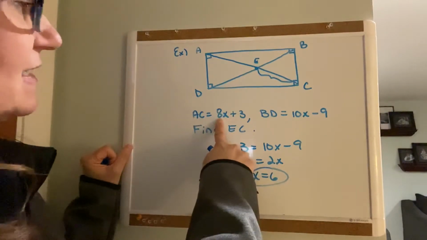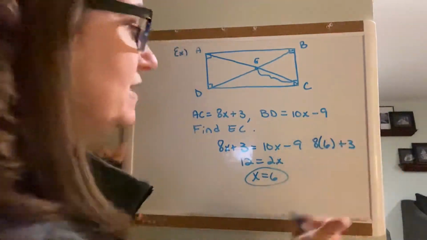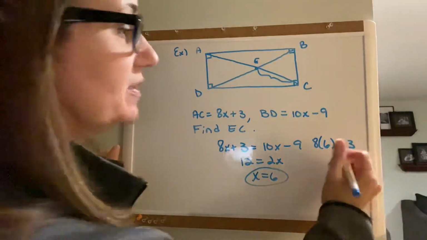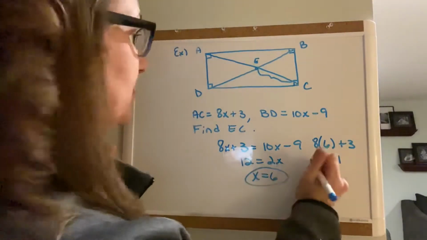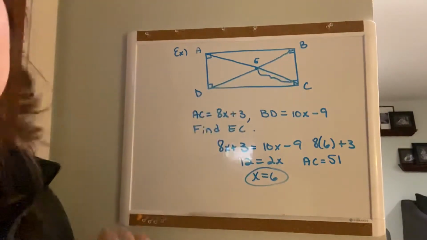So if I plug 6 back in, I get 8 times 6 plus 3. 8 times 6 is 48. Plus 3 is 51. So that's the length of AC, the whole entire diagonal, but I only want EC.